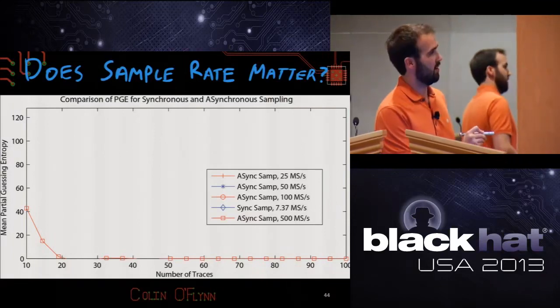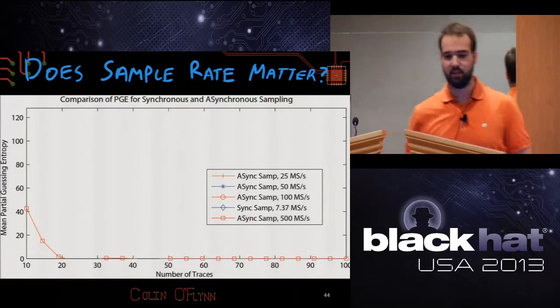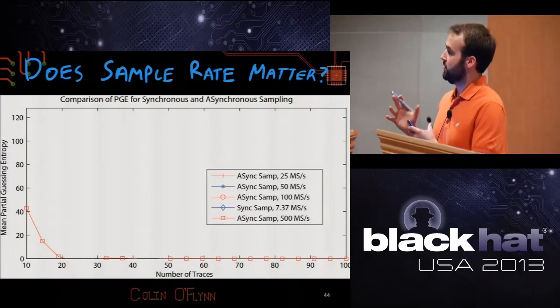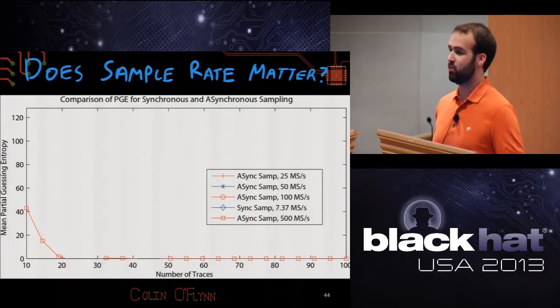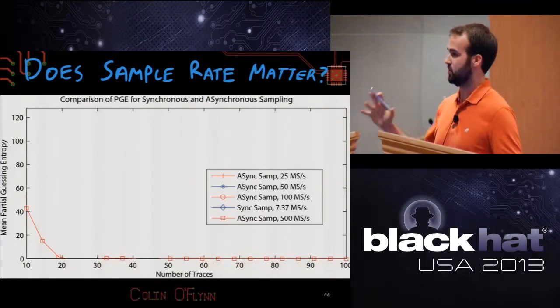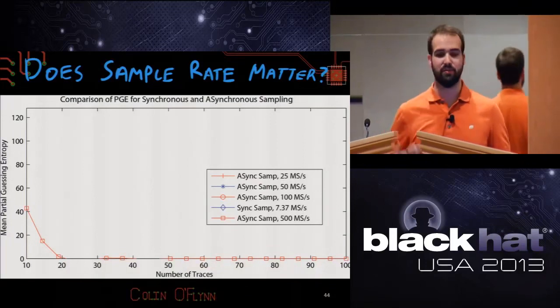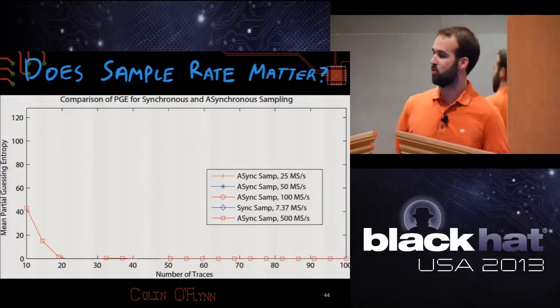What I'm showing you here on the y-axis is the partial guessing entropy, which is to say the final result, did I get the right answer or not? When the entropy goes to 0, that means I know with certainty this was the correct answer. When the entropy is high, I need to do a lot of guessing to figure out the right answer still. So an entropy of 0 is good.